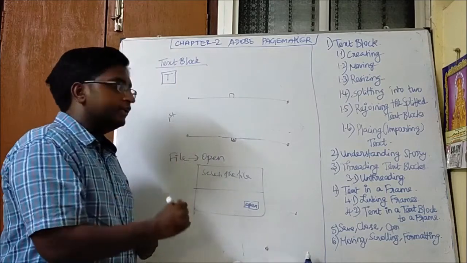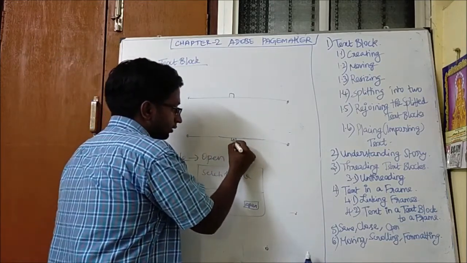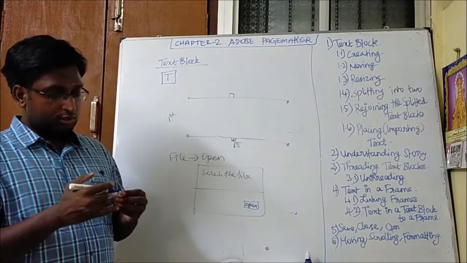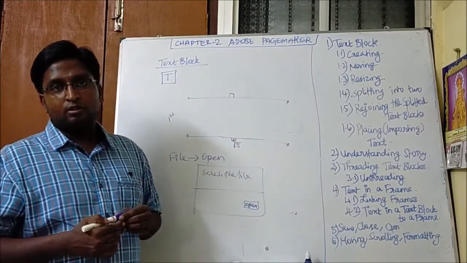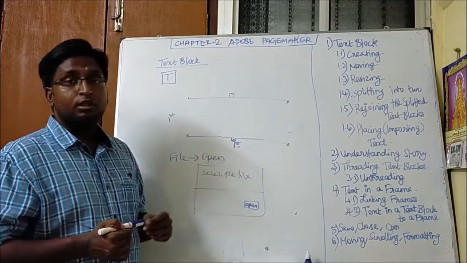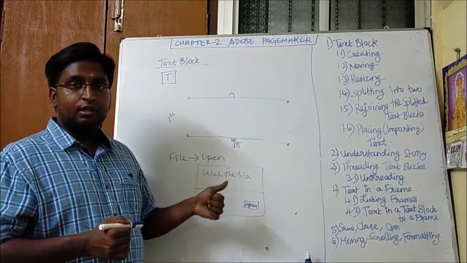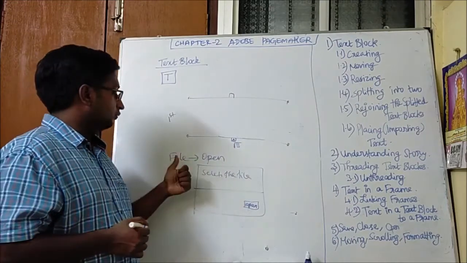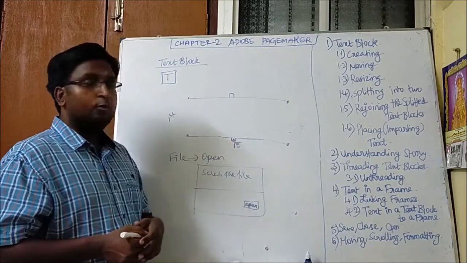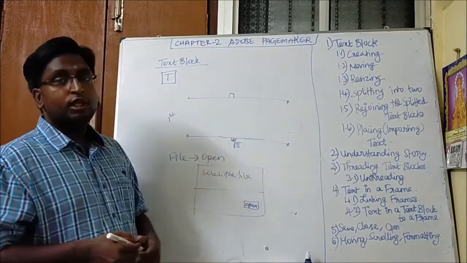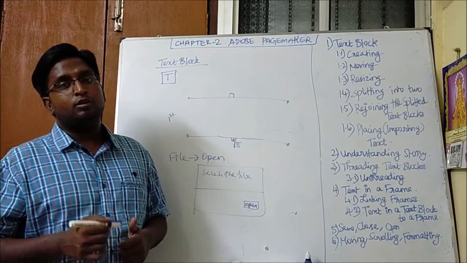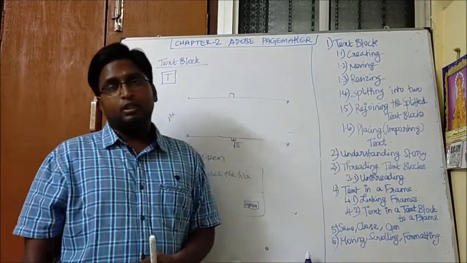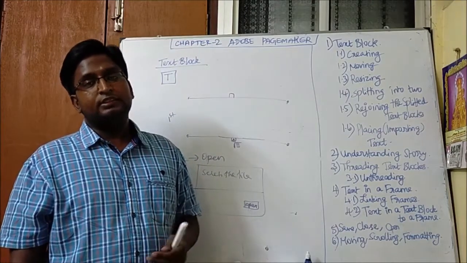If you click it again, a loading text symbol will be seen there. Once the loading symbol is available, you can select this option: File, Open, select the file and click Open. Now the text will be imported into whichever text block you have selected. This is how you import the text into the text block.